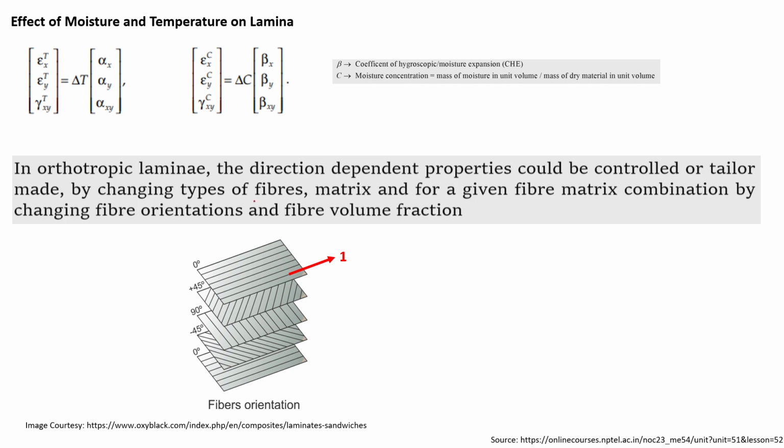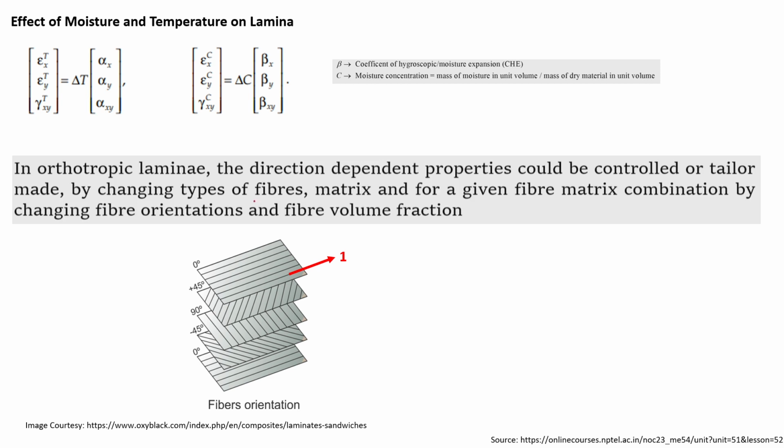And the effect of moisture and temperature on a lamina. The effect of moisture and temperature only falls on the strain. So strain values change whenever there is the effect of temperature and moisture. You can see the strain due to temperature change is equal to the change in temperature multiplied by the coefficient of thermal expansion. Whereas the change in the strain due to moisture is equal to the moisture concentration and the coefficient of moisture expansion.